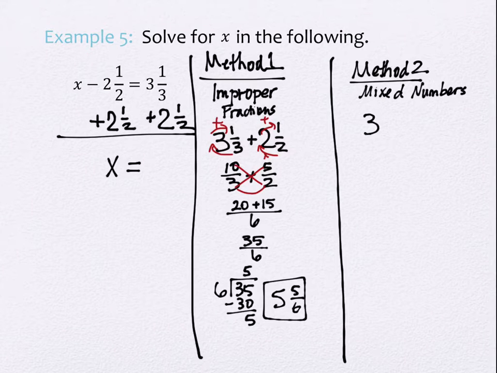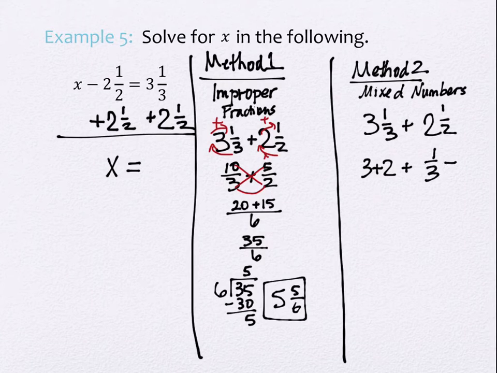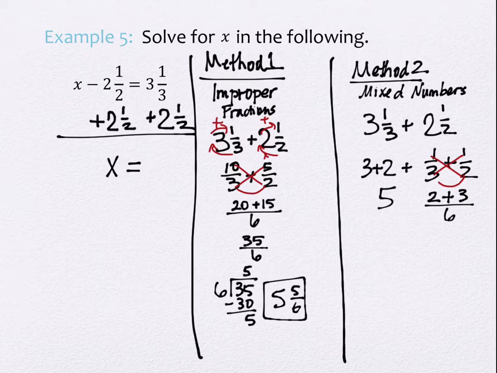So we have 3 1/3 and 2 1/2. What we do is we pull the whole number pieces together and we put the fraction pieces together. So 3 plus 2 is 5. And then I do still have to get common denominators. I mean, I still have to combine those pieces together. So I'll still use that same algorithm that I did before. So I have 1 times 2 is 2, plus 1 times 3 is 3, over 3 times 2, which is 6. And I end up getting 5 and 5/6.